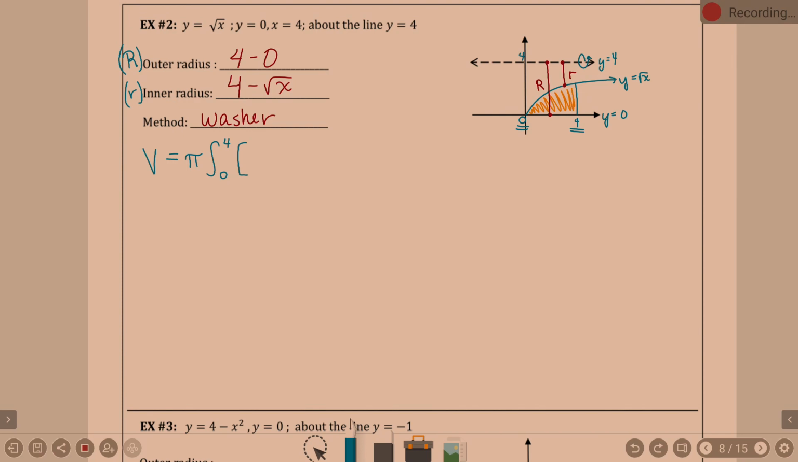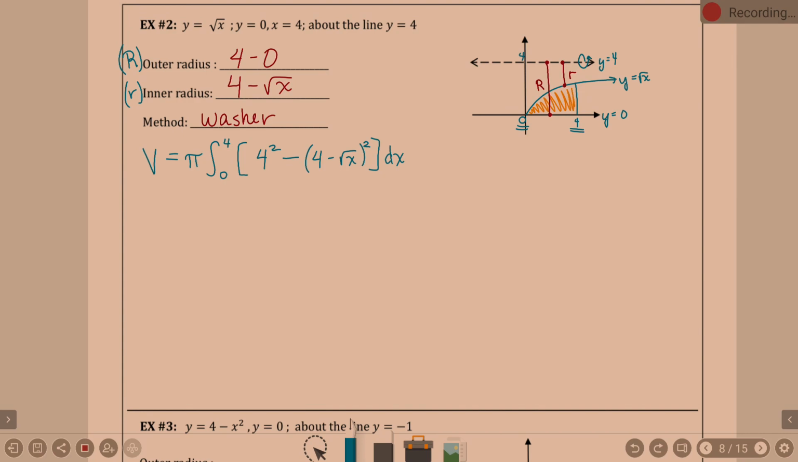16 minus 16 plus x, dx. Not exactly, but big R squared, which is going to be 4 squared, which is 16, minus little r squared, which is 4 minus square root of x quantity squared, which is not 16 minus x, and then dx. Are you there?